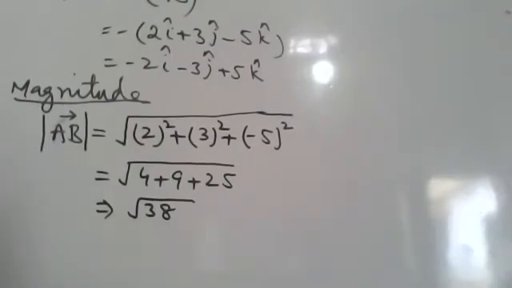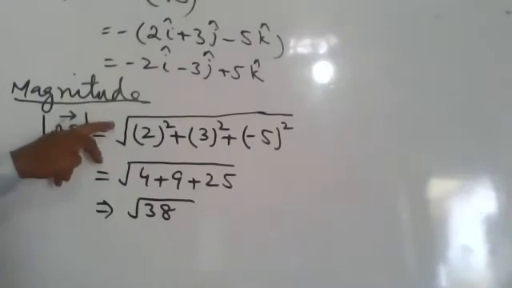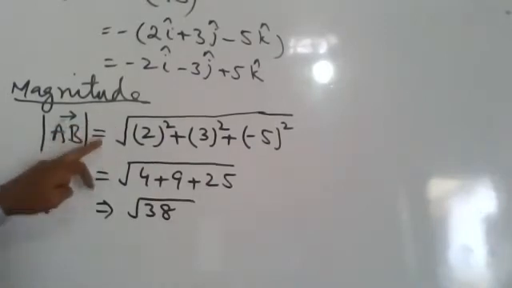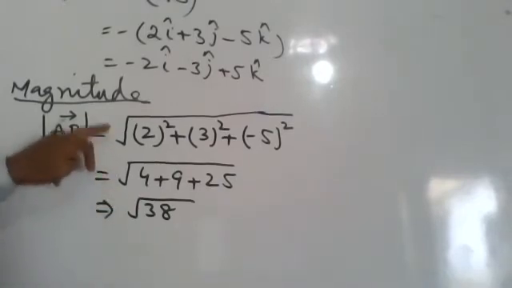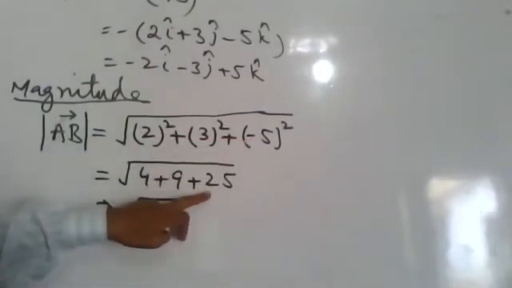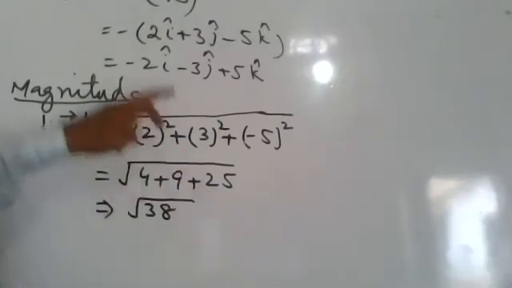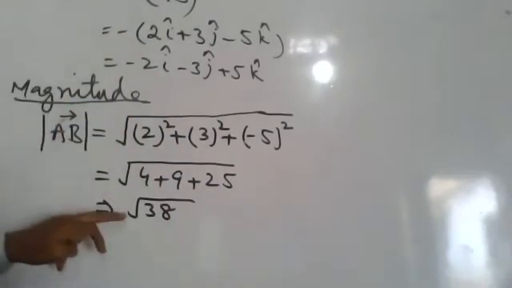Magnitude is always positive. There is no negative sign with the magnitude. If we are finding the magnitude, don't write plus or minus under the root, write only the plus. No negative sign. Even if we take the square of a negative number, we get a positive sign. So the magnitude of AB will become under root 38.